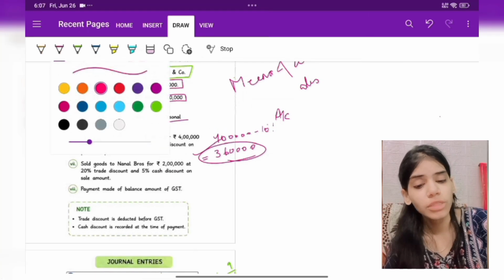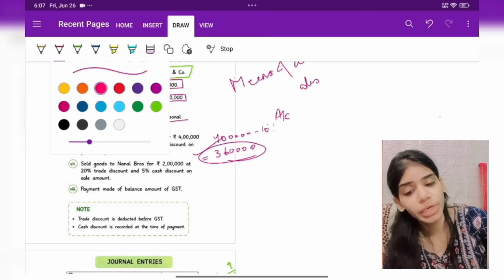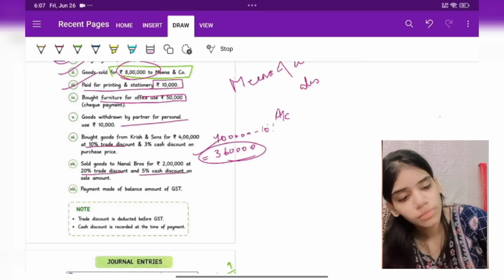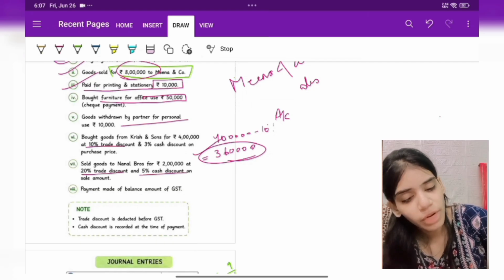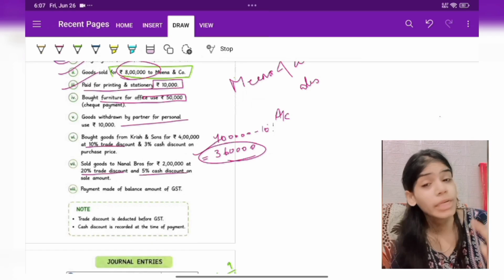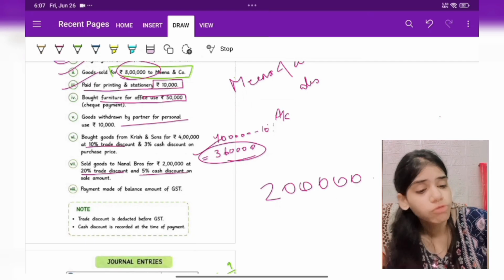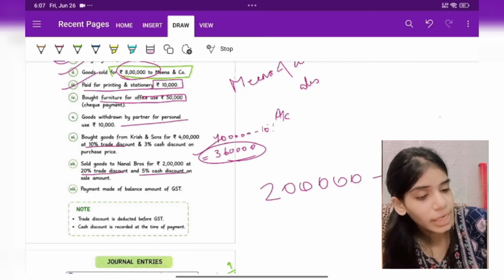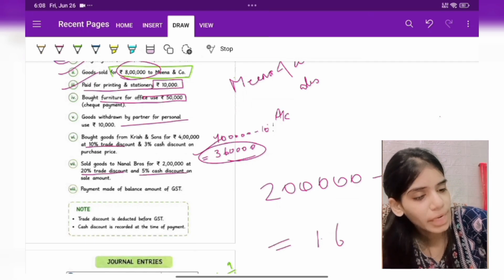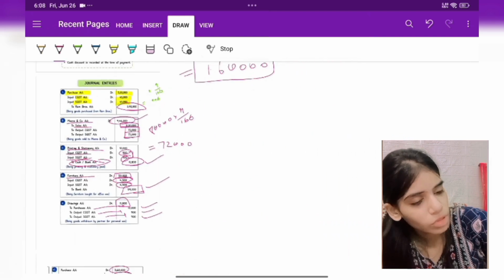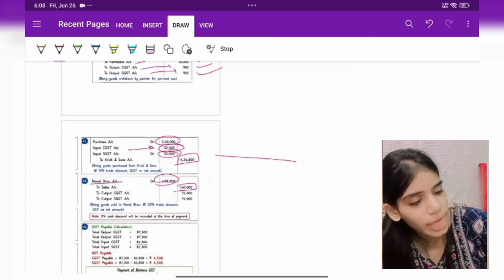So the next entry is sold goods to Nanak Bros for 2 lakh at 20% trade discount and 5% cash discount. Also we will deduct the cash discount at the time of taking payment from Nanak Bros. So after deducting the trade discount of 20%, it means deducting 20% from 2 lakh, we will get 1,60,000.